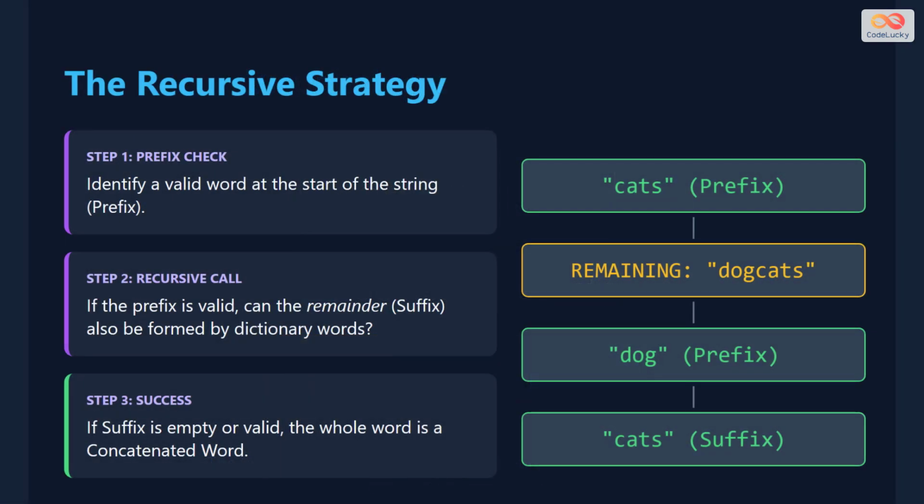To solve this, we can use a recursive strategy. We start at the beginning of the word and look for a valid prefix. In this diagram, we find cats. Once we find a valid prefix, we take the remaining part of the word, the suffix dogcats, and recursively check if it can also be broken down into valid dictionary words.